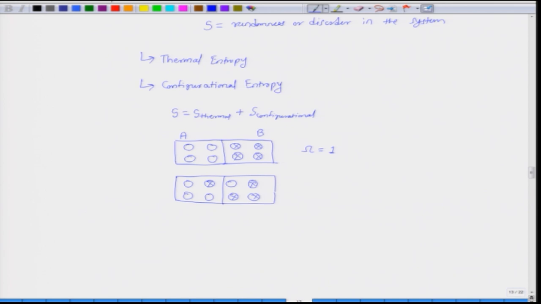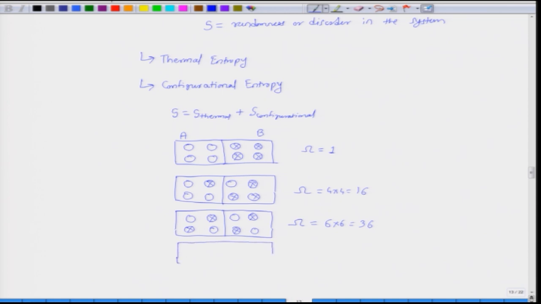Now after the interchange, how many configurations are available? Now one atom of B can be arranged in four ways here, and one atom of A can be arranged in four different ways on the side of B. So there will be a total of 4 times 4 equals 16 ways. If one more atom interchanges, so now there are two atoms of B in A and two atoms of A in B. So what is the number of configurations now? Each side has 6 different ways, and if you combine it with the other one, there will be 6 times 6 equals 36 different ways.